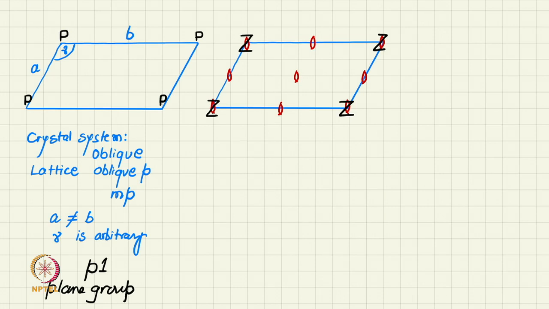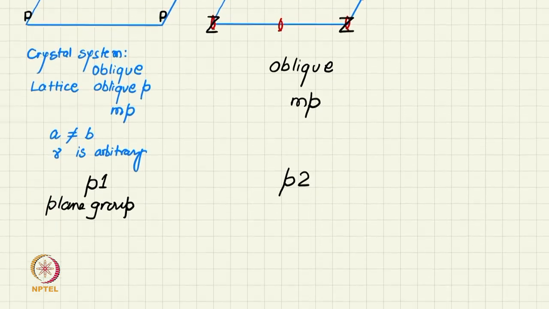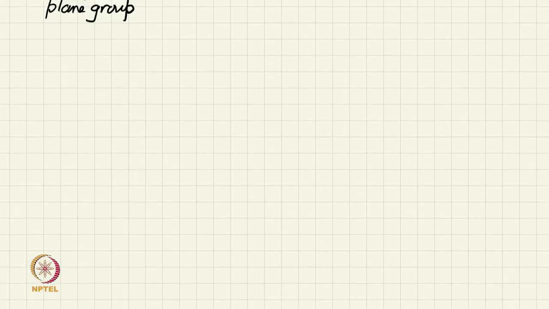So the crystal system is still oblique, the lattice is still oblique P, but the plane group now is designated as P2. So that is a plane group based on oblique lattice having translations as well as just twofold symmetry. P2 designates only twofold symmetry, no other symmetry. So these two we had seen their representation in the international tables also. Now suppose we want to consider the next level of symmetry, something more interesting than just a twofold.